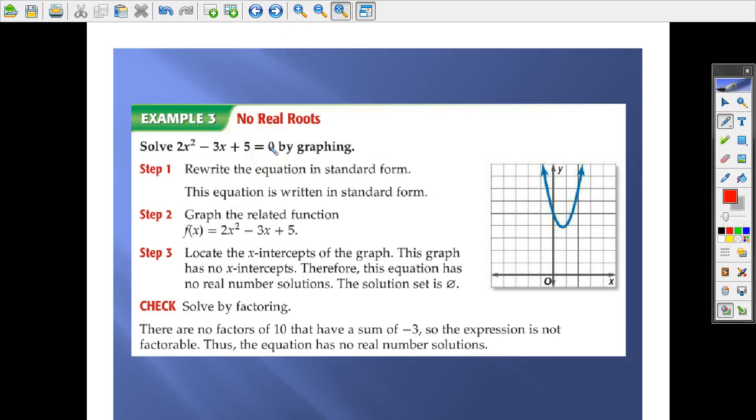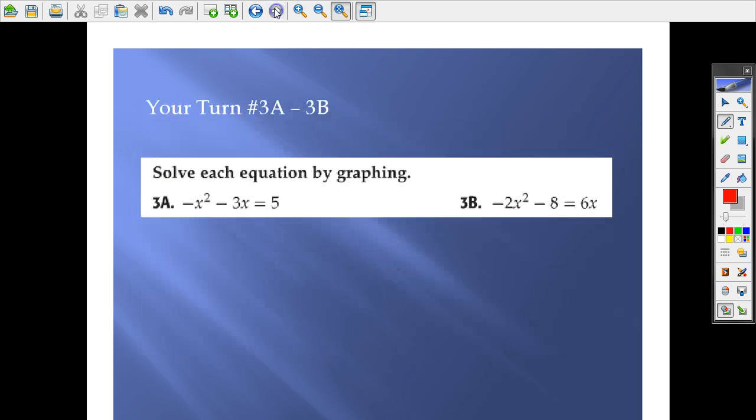Alright, welcome back. So here's example 3. Here's a third scenario where you have no real solutions, where it doesn't touch the x at all. So again, you write it in standard form, and you graph this, and you see it doesn't touch the x. The solution is an empty set. There's no real solution.